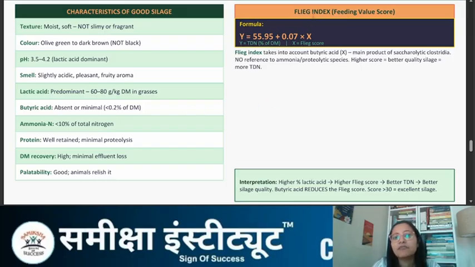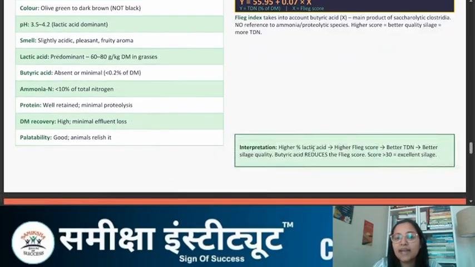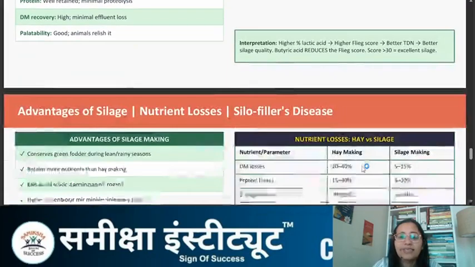Next, the Flieg index, that is the feeding value score. Basically it is associated with the silage quality. It takes into account the butyric acid content, the main product of the saccharolytic clostridial bacteria. There is no reference to ammonia or proteolysis species. A higher score means better quality silage and more TDN is present. So a higher percentage of lactic acid shows a higher Flieg score, better TDN, and better silage quality. Butyric acid reduces the Flieg score, and a score of more than 30 is for excellent silage.